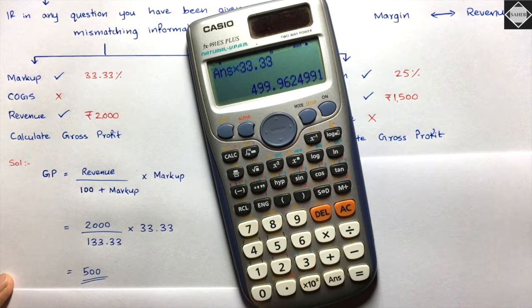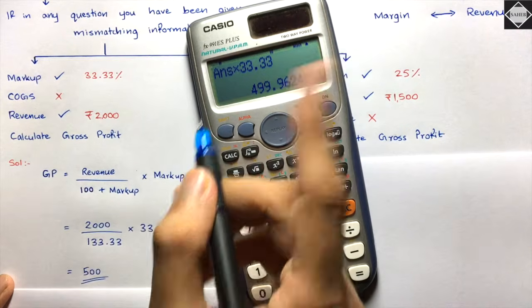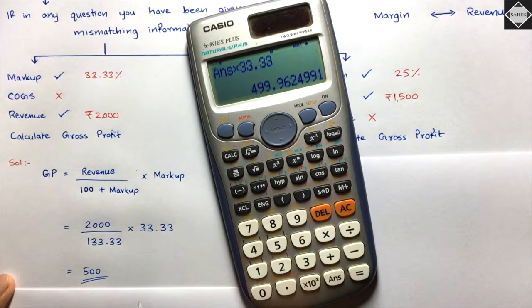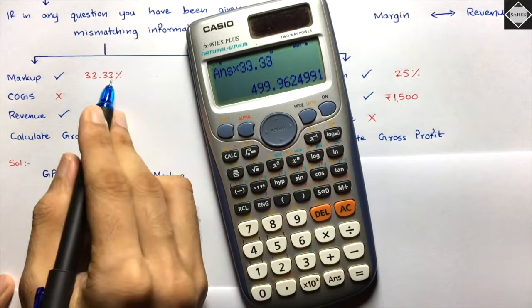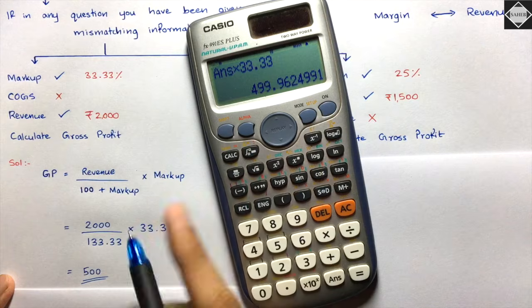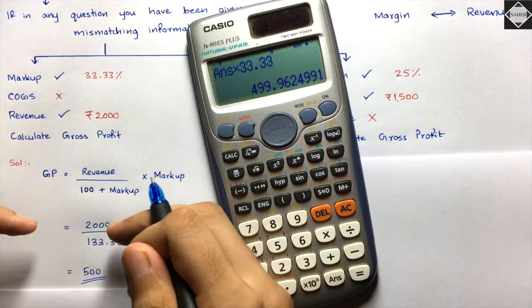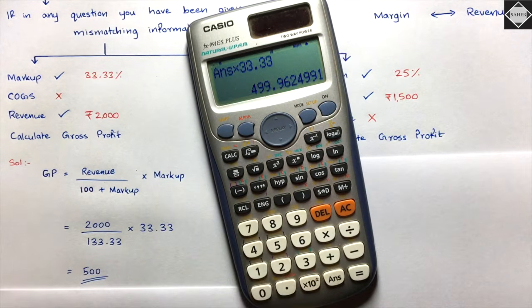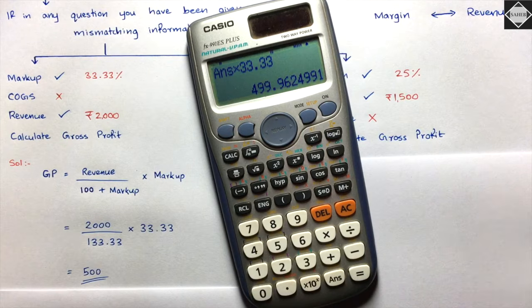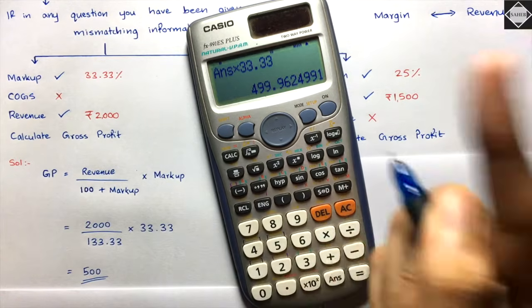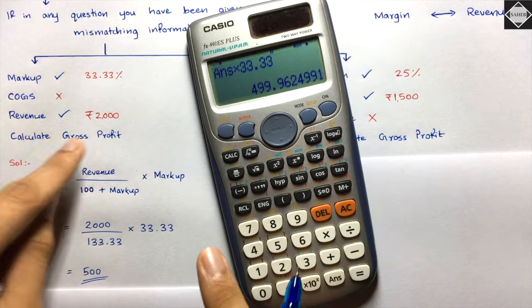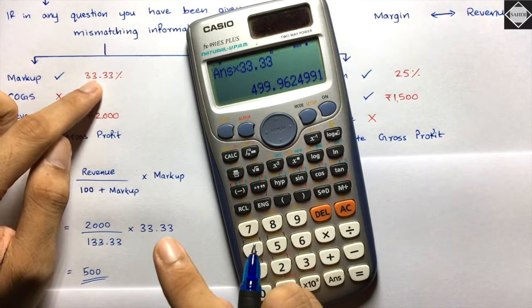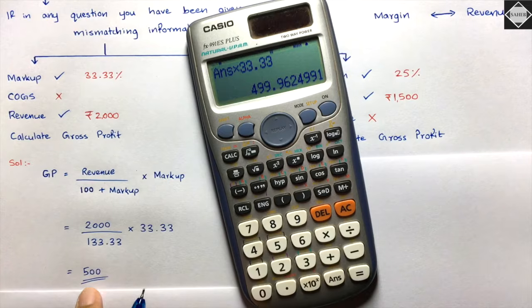Do you understand? We assume cost to be 100% from the markup point of view. So revenue is more than that. By how much is it more? By the markup percentage, 100 plus 33.33%. So 2000 revenue divided by 133.33, what do you get? You get 1%. Multiply with any number, you will get that percent. But what do we need? We need gross profit here. So multiply by 33.33, you will get the gross profit, 500.